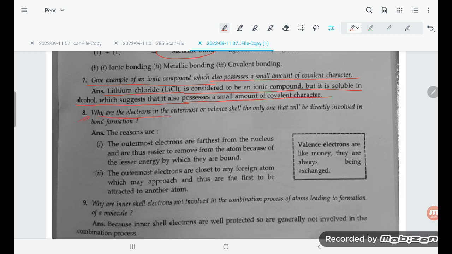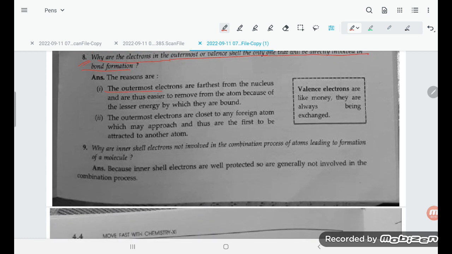Why are the electrons in the outermost valence shell the only ones that directly take part in bond formation? The outermost electrons are farthest from the nucleus and are thus easier to remove from the atom because they are bound with lesser energy. The outermost electrons are also closest to any foreign atom which may approach, and thus are the first to be attached to another atom. Valence electrons are like money, they are always being exchanged.